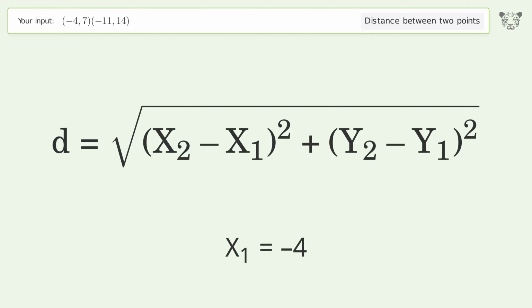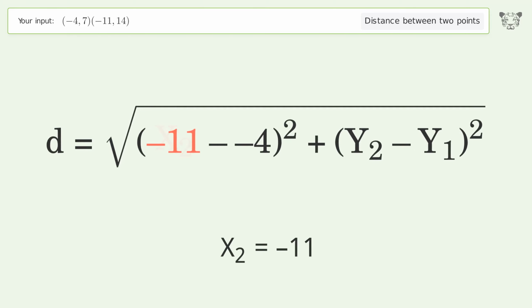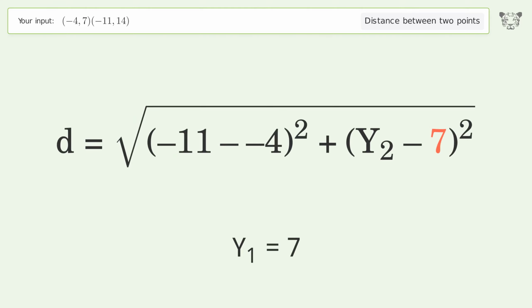x1 equals -4. x2 equals -11. y1 equals 7. y2 equals 14.